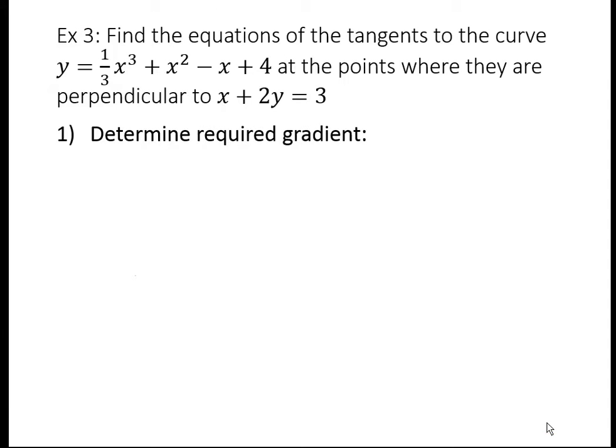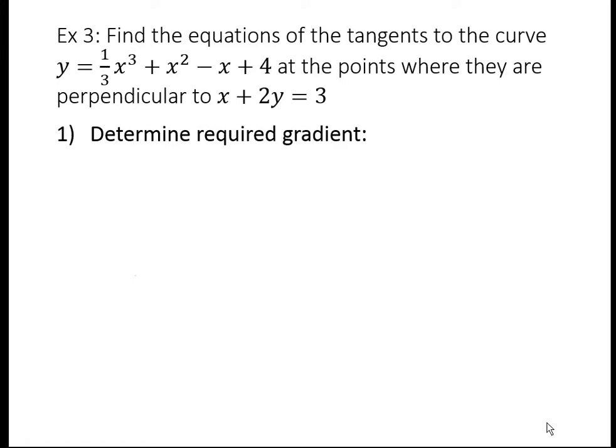Alright, so we're going to have a look at a little bit of a deeper example. Going beyond just find the equation, we're going to have a look at this one here. Find the equations, notice you're going to have two answers at the end here, of the tangents to the curve y equals 1/3 x cubed plus x squared minus x plus 4 at the points where they are perpendicular to x plus 2y is equal to 3.